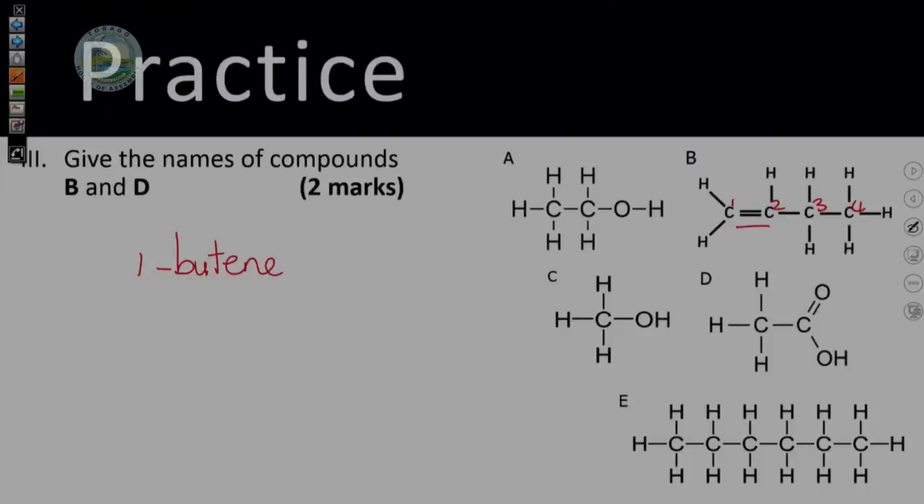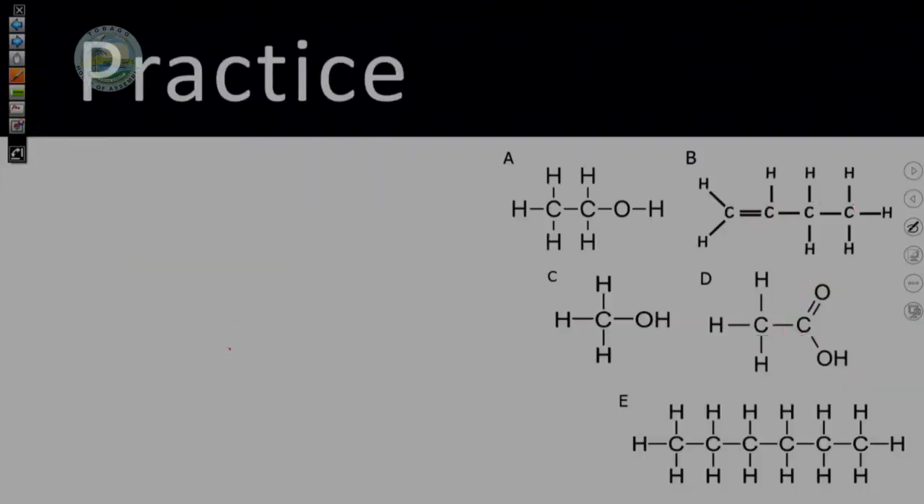So let's look at D now. As we can see, the functional group is a COOH, or a carboxylic acid functional group, or carboxyl functional group, and there are 2 carbons. And since there are 2 carbons and it's a carboxylic acid, I know that my ending is anoic acid. And there are 2 carbons, and the symbol for 2 is eth. So it's going to be ethanoic acid. All right, so we finish with those 2. That's 2 marks in the bag.